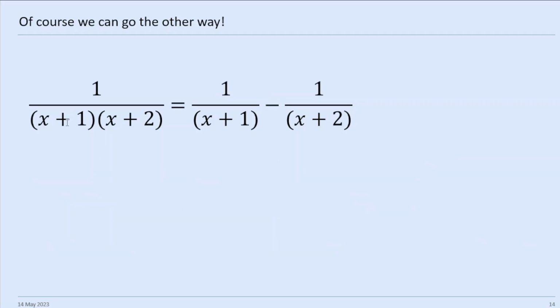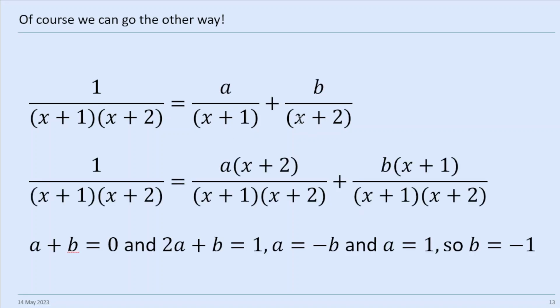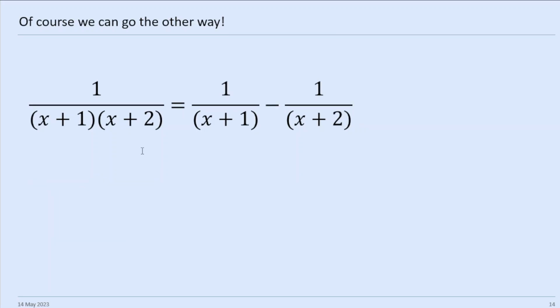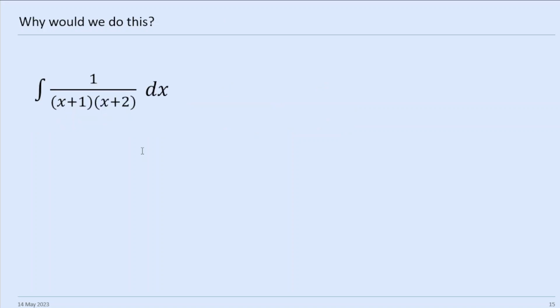So that means that 1 over x plus 1 times x plus 2 is 1 over x plus 1 minus 1 over x plus 2, because basically here a equals 1 and b equals minus 1. So we've gone the other way. We've started with 1 over x plus 1 times x plus 2, and we've decomposed it down into two things which are called partial fractions. Now, why would we want to do this?